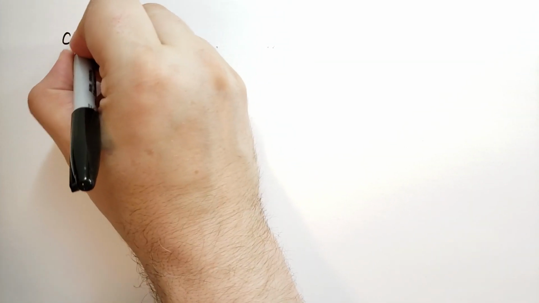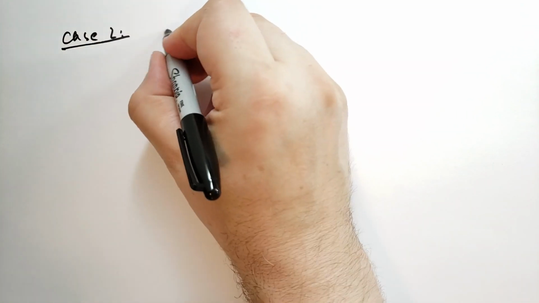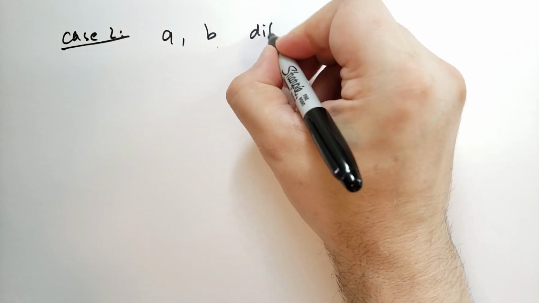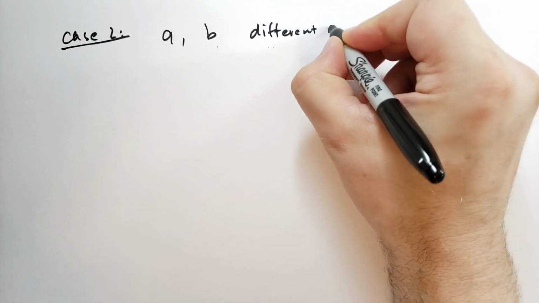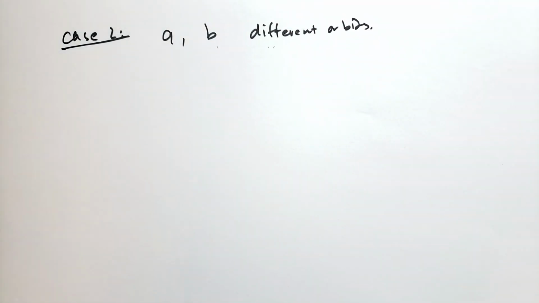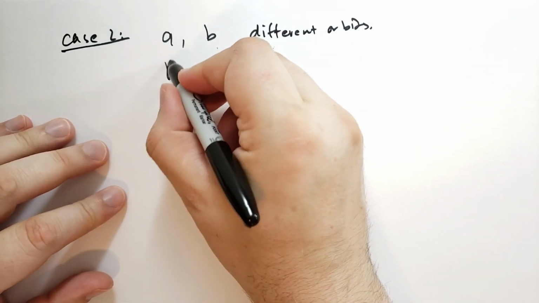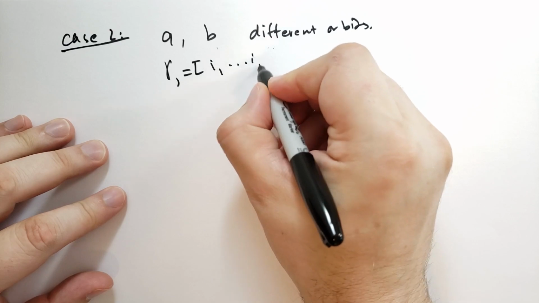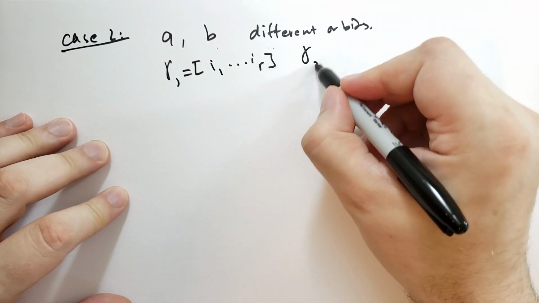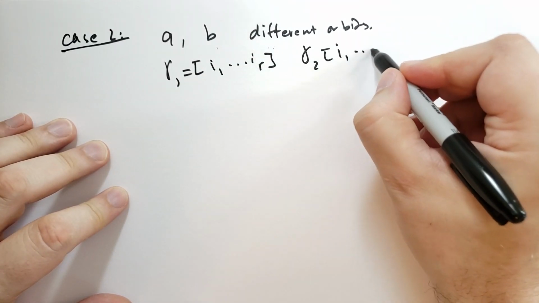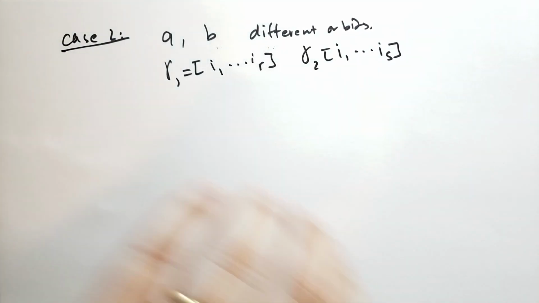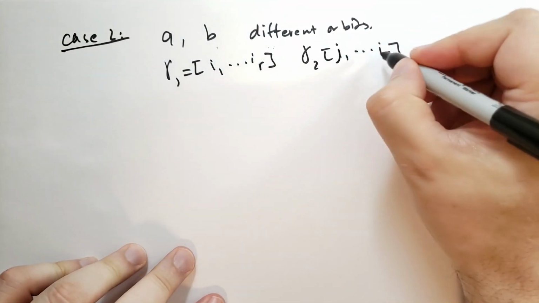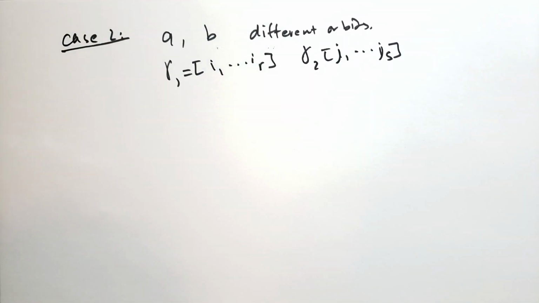Okay, in case 2, A and B are in different orbits. Okay, so let's consider for case 2 that we have the gamma 1 orbit has numbers I1 all the way to IR, cycles back. Gamma 2 has numbers I1 all the way to IS and cycles back. Or let's call these J actually, so that we don't get them confused with each other.